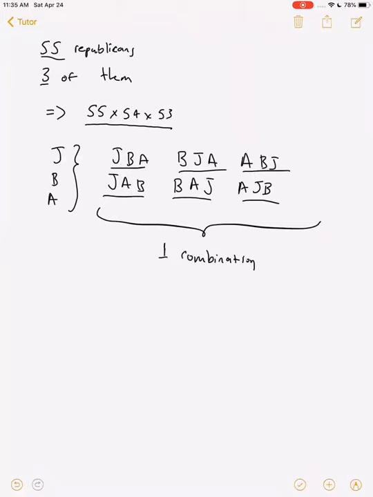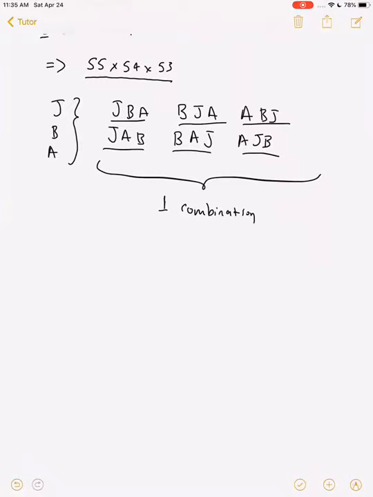Right? So we're repeating everything 6 times. Every time we choose something here, we're repeating it 6 times. So what do we have to divide by to account for that? If we're off by 6, exactly, we have to divide by 6.